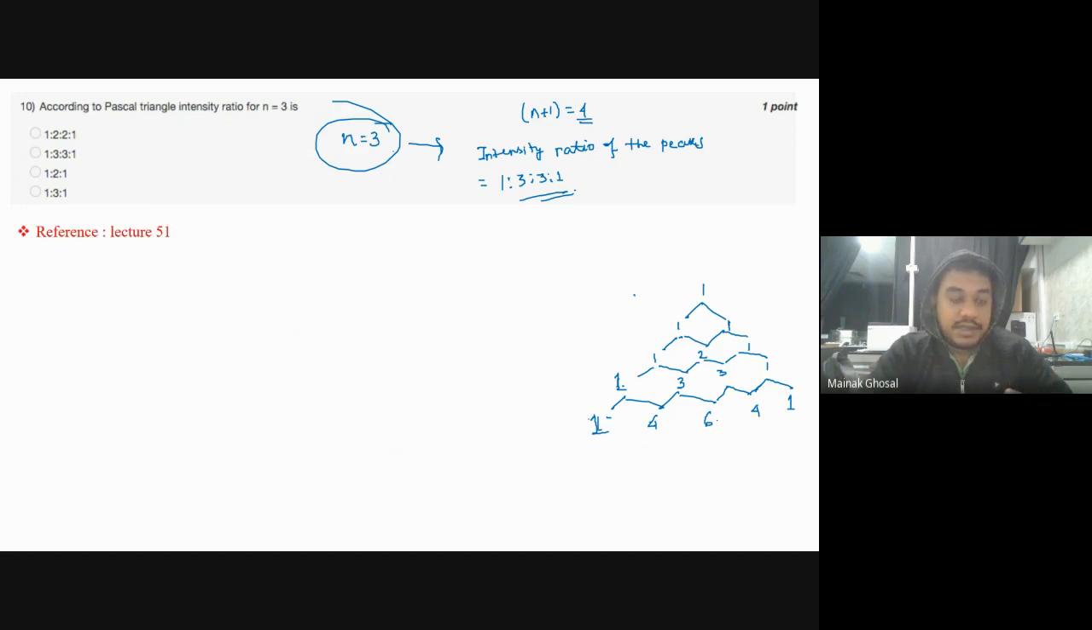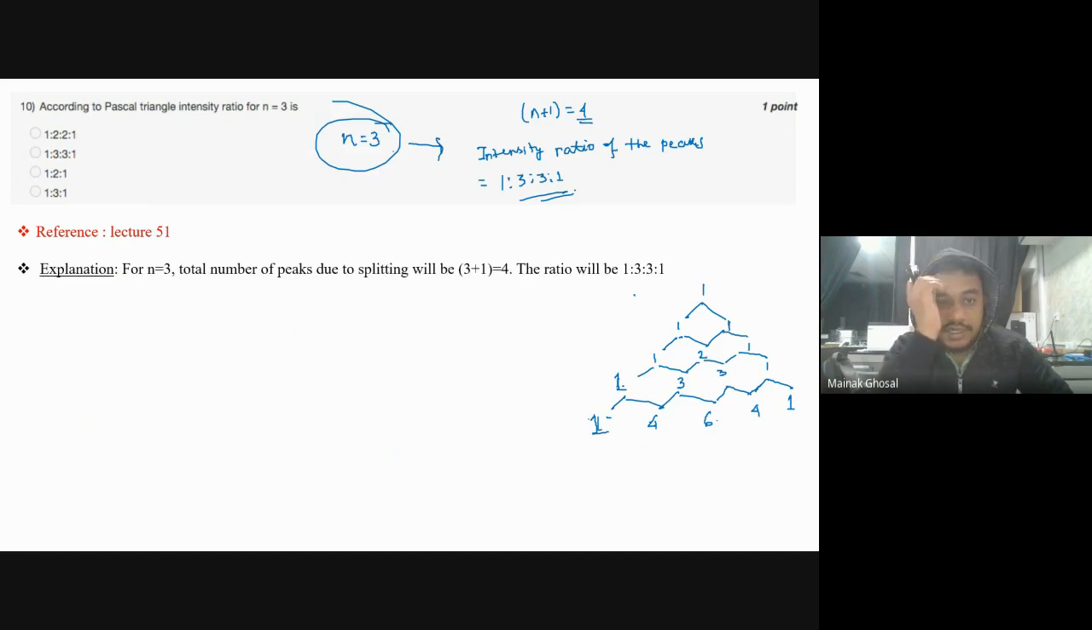So you can find in this lecture number 51 also the answer that for n equal to 3, the total number of peaks due to splitting will be 3 plus 1 is equal to 4, and the ratio will be 1 is to 3 is to 3 is to 1. So this is the correct answer.